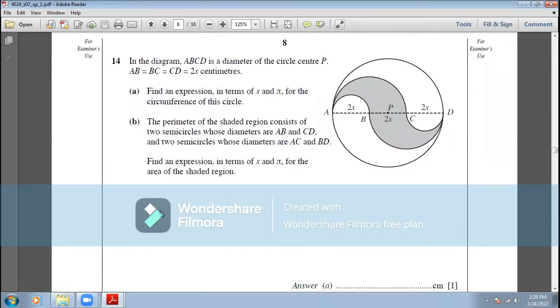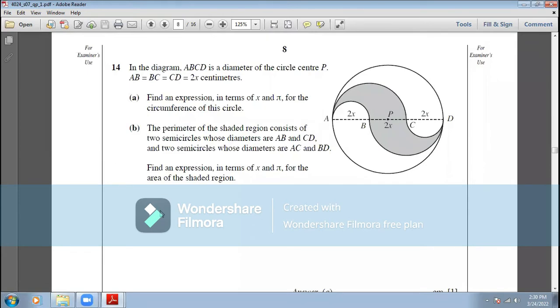So the next question coming up on your screen is question number 14. In the diagram, ABCD is the diameter of the circle center P. AB equals BC equals CD, and each line is equal to 2x centimeters. Find an expression in terms of x and pi for the circumference of this circle. So basically they are talking about the larger circle, and they want us to find its circumference.